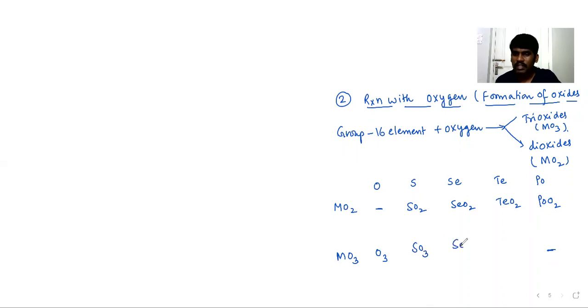SO3, SeO3, TeO3. But most prominent oxides are of sulfur. Sulfur dioxide, sulfur trioxide, which are more prominent for us as per the syllabus, as per the entrance point of view, examination point of view. First, we'll talk about dioxides.